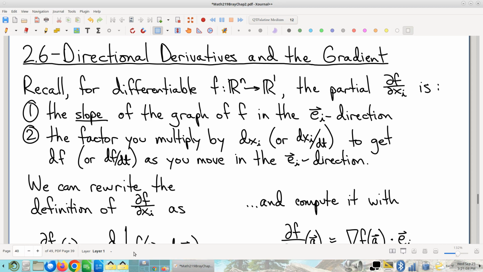So 2.6, we're talking about something called directional derivatives. I want to start off by reminding you of some things that we know about partial derivatives. This is just a repeat of stuff we've already talked about, so let me be kind of quick with this.